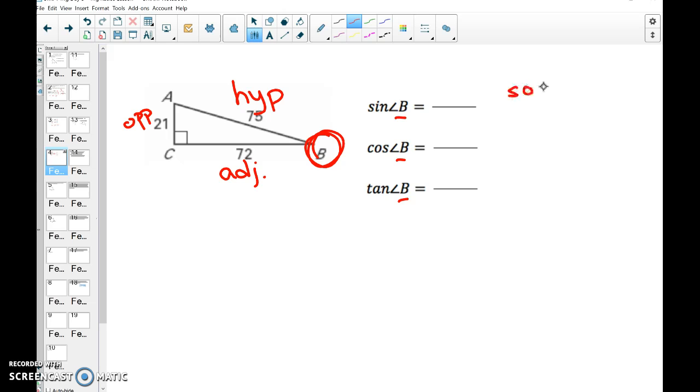Sine is SOH, S-O-H, opposite over hypotenuse, so 21 over 75. Cosine is CAH, C-A-H, adjacent over hypotenuse would be 72 over 75. And tangent is TOA. So that would be opposite over adjacent. Okay, so opposite would be 21, adjacent is 72.